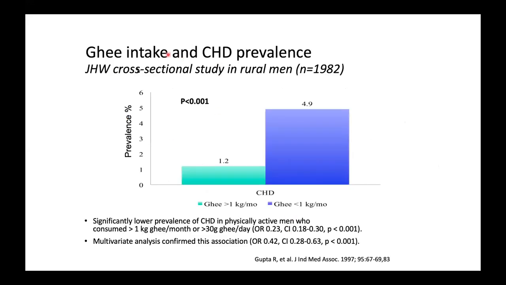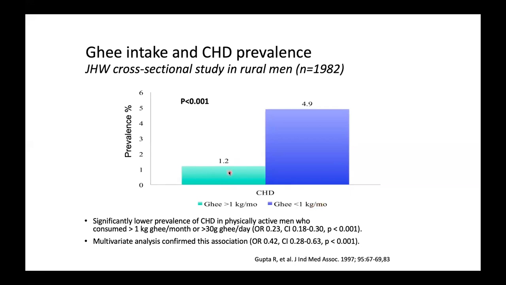What we have is one study, the Jaipur Heart Watch study. It's a cross-sectional study in the rural population, almost 2,000 men. They compared the men who were consuming more than 1 kg ghee per month, almost 30 gram ghee per day, versus those who were having less than this.